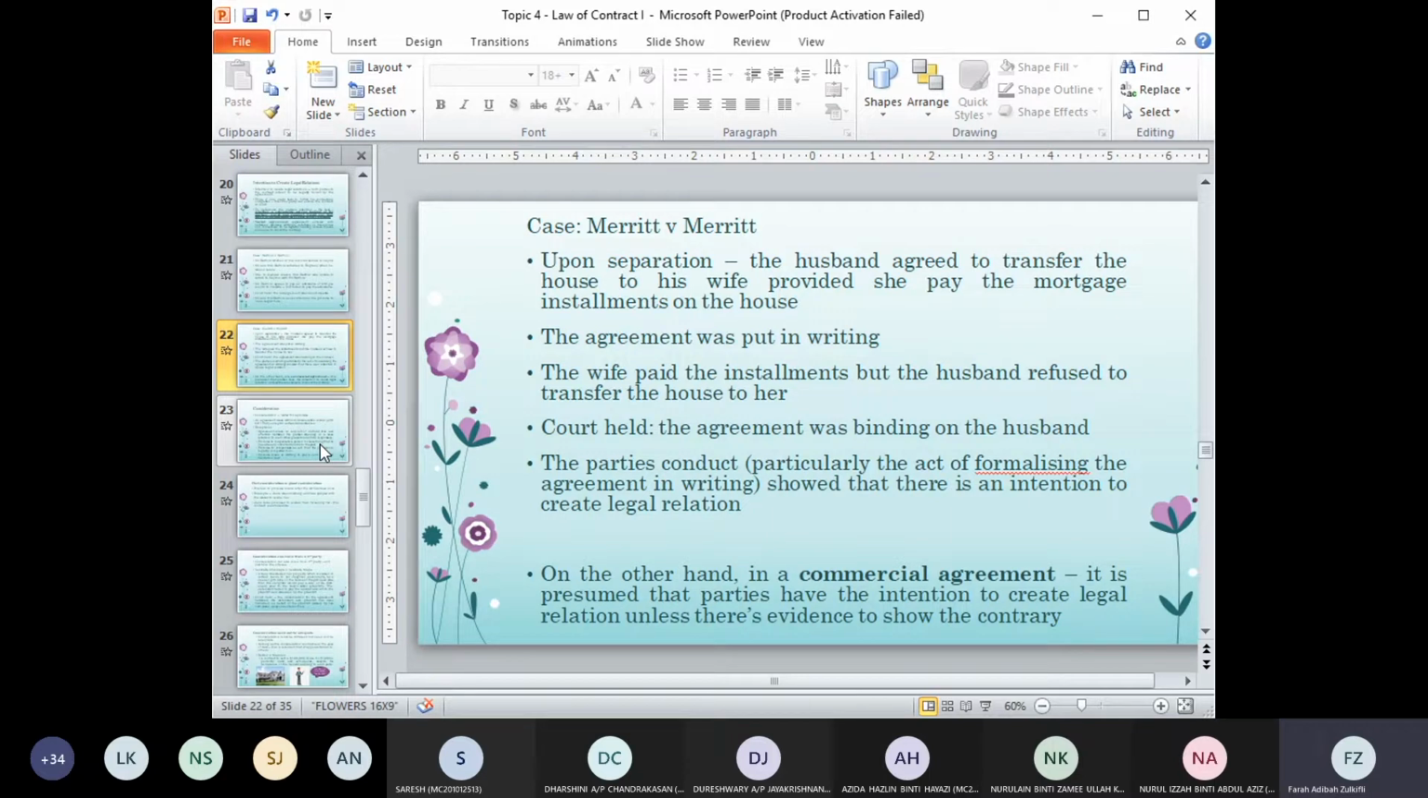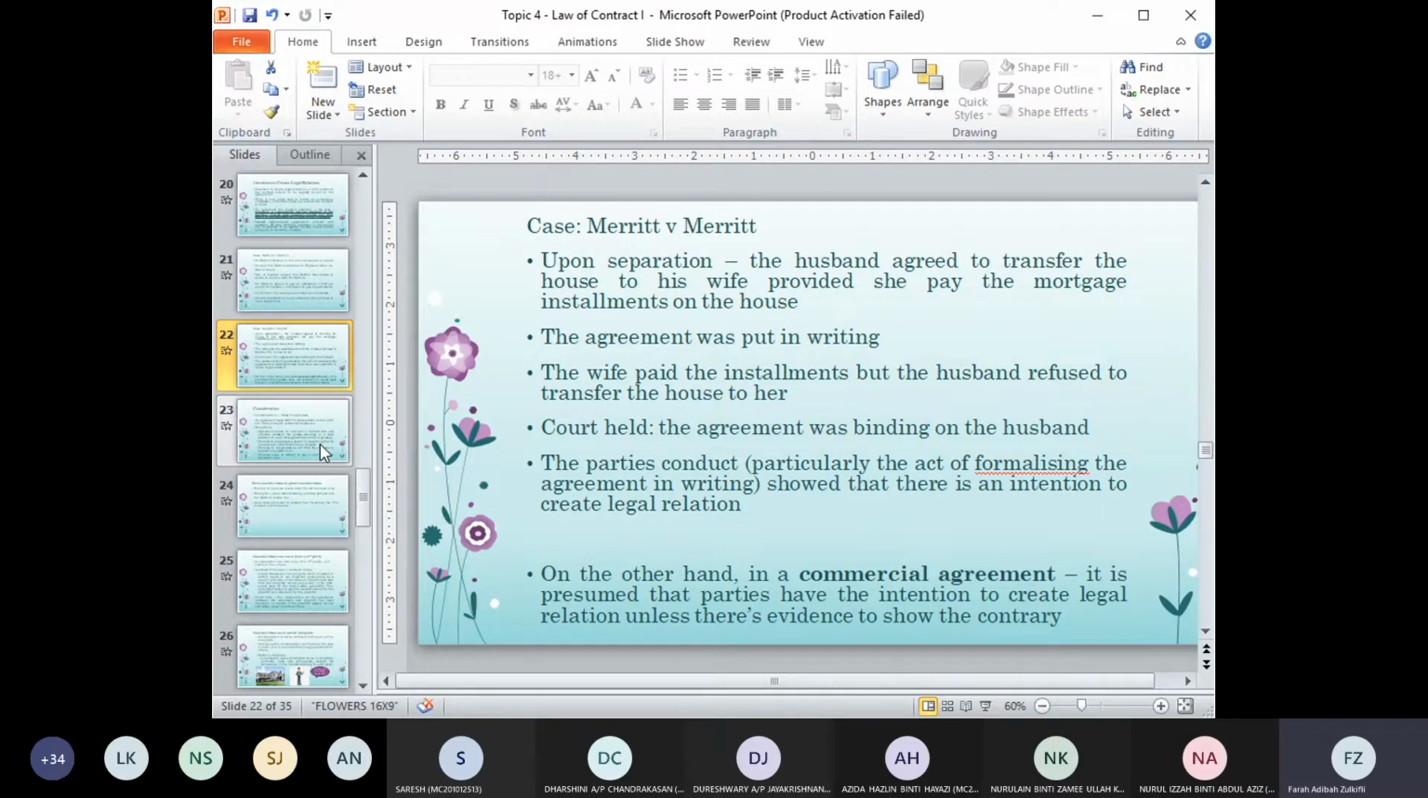So in this situation, the wife sued in court for the promise, and the court held that in this case, the agreement was binding on the husband. Why? Because even though it is between ex-husband and ex-wife, the parties' conduct, by putting the contract in writing, which is the act of formalizing the agreement, showed that there was an intention to create legal relations.